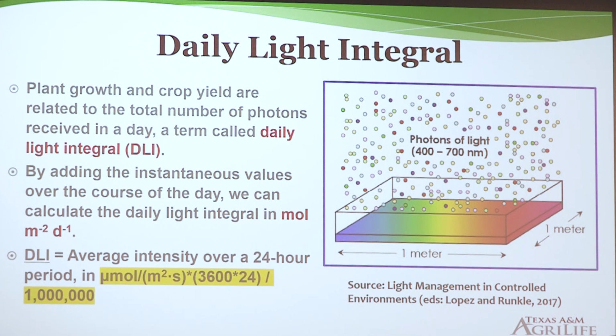Now, instantaneous light intensity is important, but actually plant growth is more related to the total amount per day, which we call the daily light integral. Here is a schematic graph showing you if you have a per square meter area and the total photons received in this area, within the 400 to 700 nanometer range, per day, that's the daily light integral. And how to get this number? As I said earlier, from the weather station data, if you see the megajoule per square meter, you just multiply that number by 2, then you will get a rough number for DLI, the daily light integral.